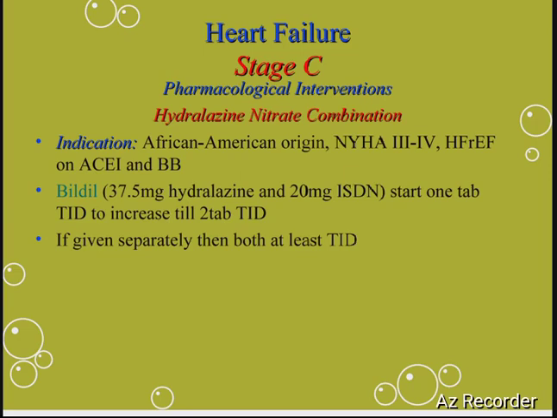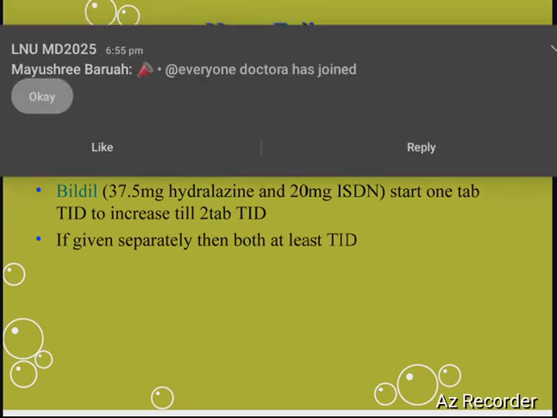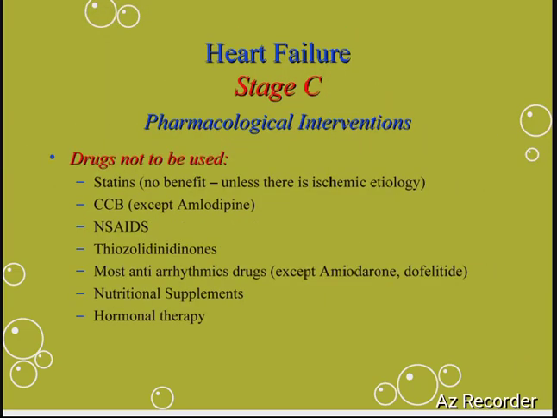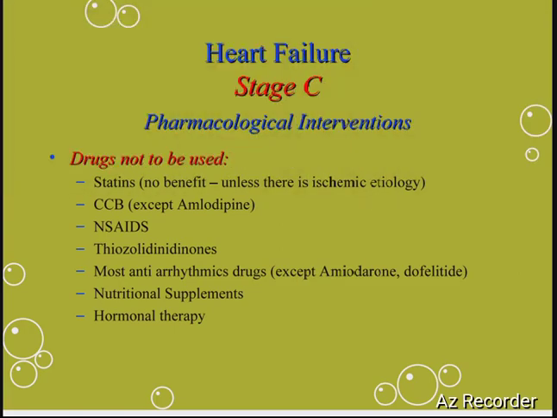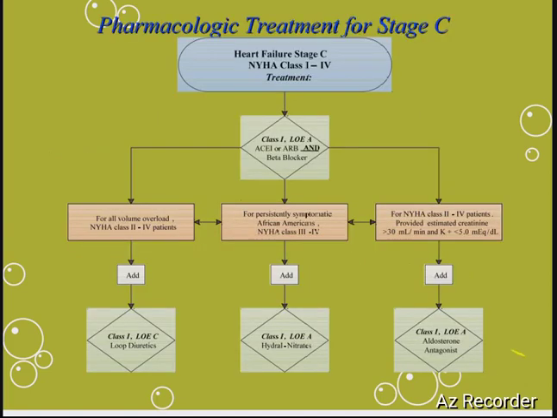Hydralazine-nitrate combination can be used in patients of African American origin. BiDil contains hydralazine 37.5 mg and 20 mg ISDN. Start with 1 tablet and increase up to 2 tablets. If given separately, then both at least TID. Drugs not to be used: statins, CCBs, NSAIDs, thiazolidinediones, most anti-arrhythmic drugs except amiodarone, nutritional supplements, and hormonal therapy.